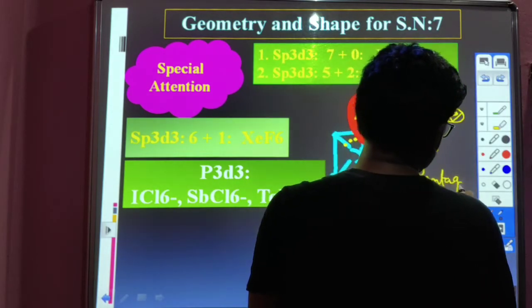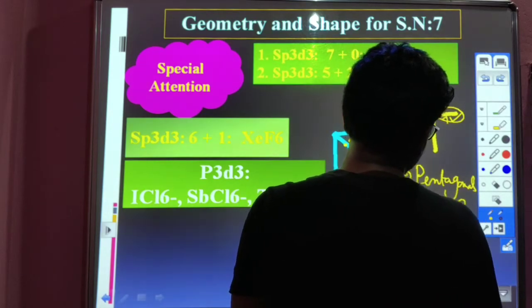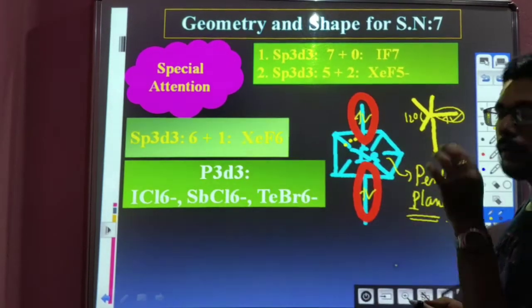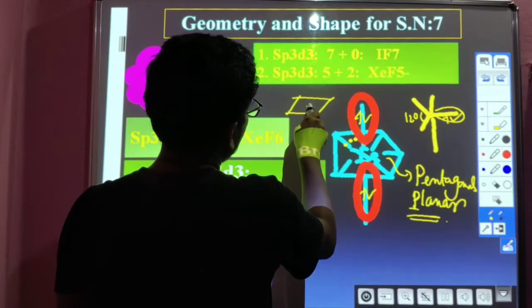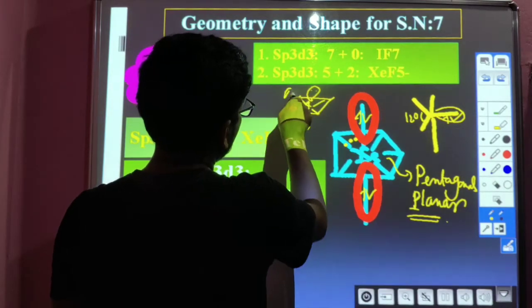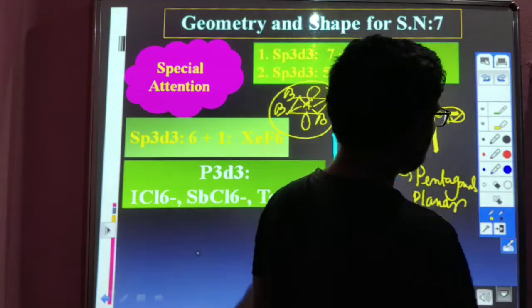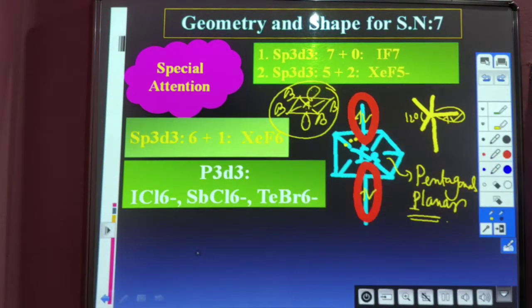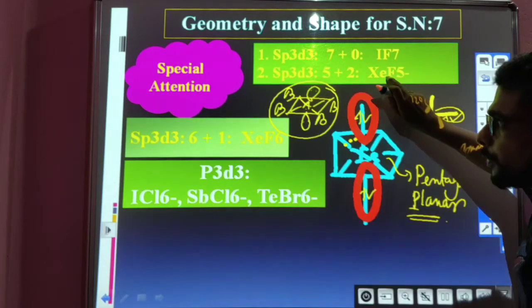Pentagonal planar, like square planar. In square planar, what did we do? This is a lone pair, and these are B, B, B, B. That's it, so this is square planar. This is pentagonal planar. Very important shape. Just remember this one. Okay, very important.